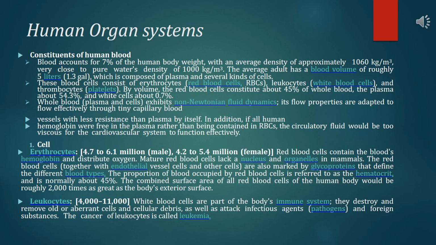Leukocytes: 4,000 to 11,000. White blood cells are part of the body's immune system. They destroy and remove old or aberrant cells and cellular debris, as well as attack infectious agents (pathogens) and foreign substances. The cancer of leukocytes is called leukemia.